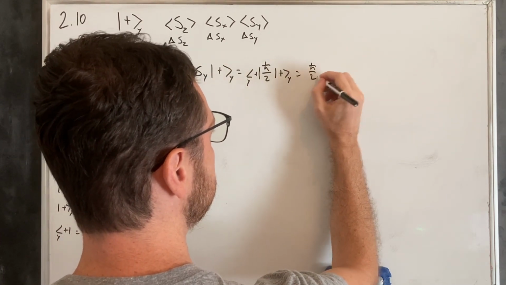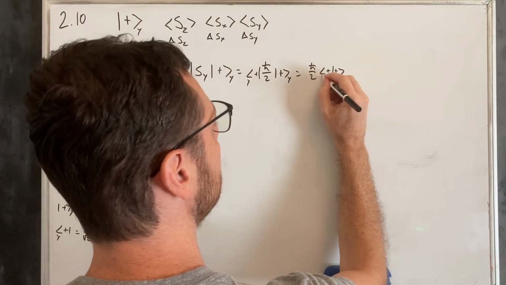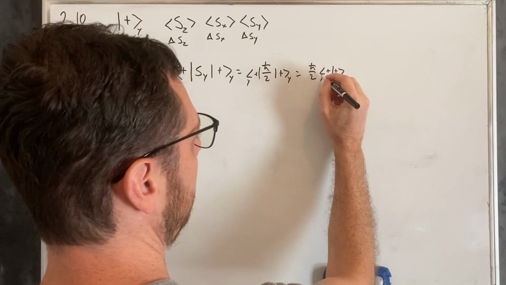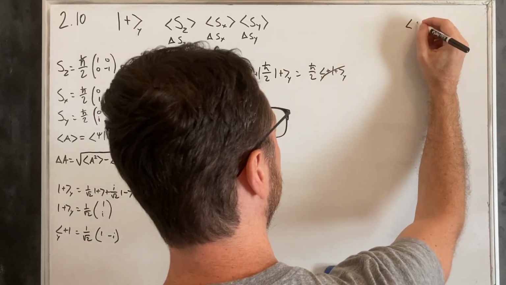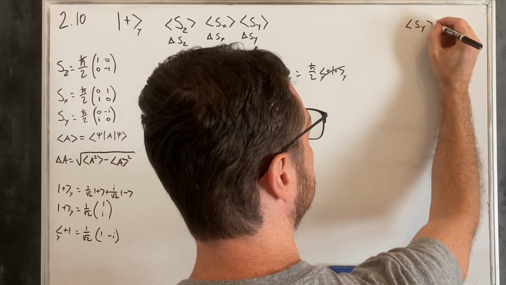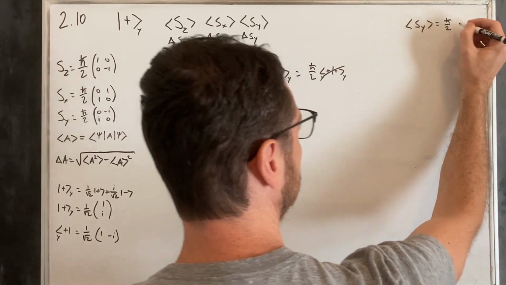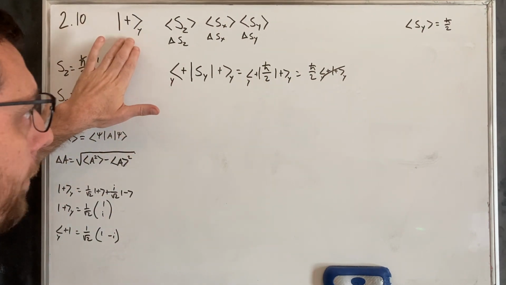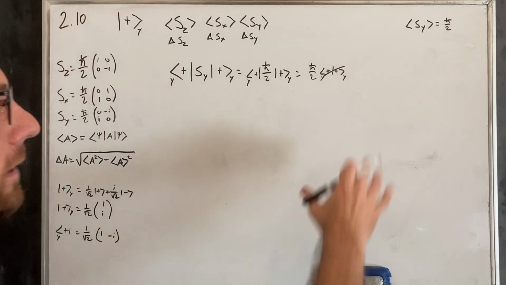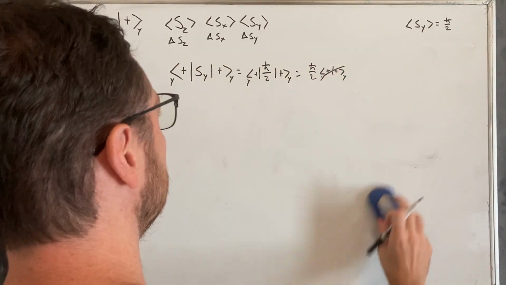Then we're left with up and up. These are both along y, so this is just equal to 1. And so then we know our expectation value for Sy is going to be h bar over 2, which we kind of knew. If it's oriented in up, then we're going to measure h bar over 2 100% of the time. We always expect that to be h bar over 2.